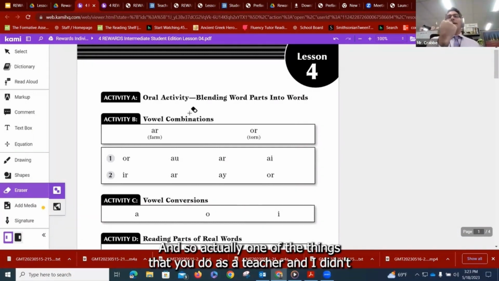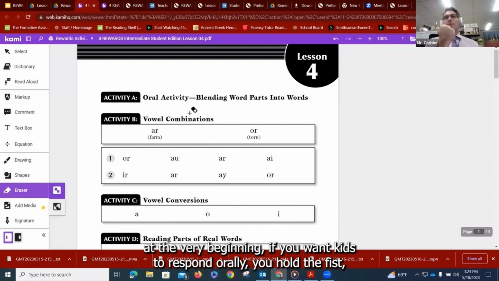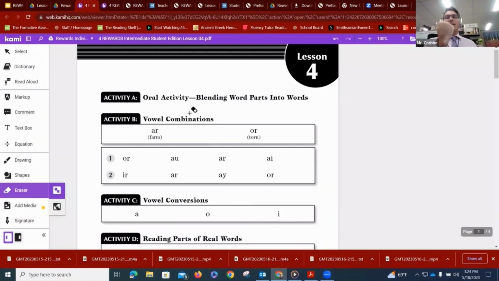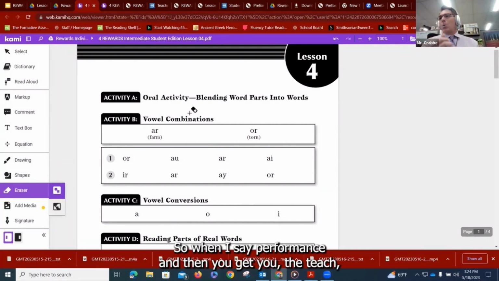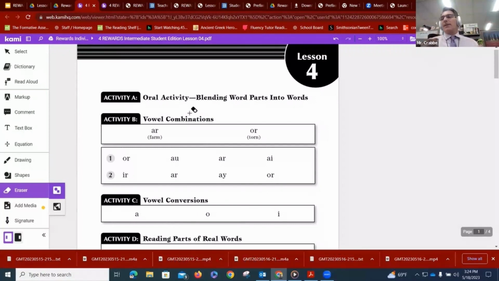Actually, one of the things that you do as a teacher, and I didn't explain this yet, is a lot of times, especially at the very beginning, if you want kids to respond orally, you hold the fist, and the fist means hold and think. We don't respond until you release the hand forward, and then everyone responds at the same time. So when I say performance, and the students are taught to say the word as a whole and put it all together, you hold it and then release.